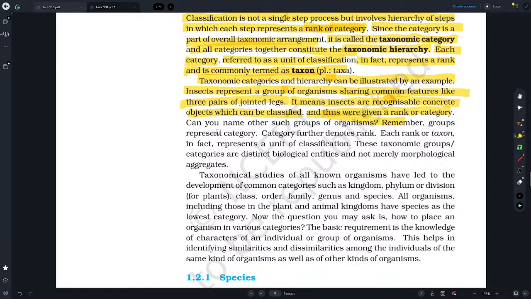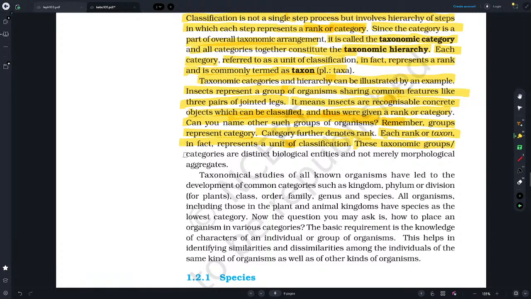These are 2 ways to define a rank or a taxon. Can you name other such groups of organisms? Remember, a group represents a category. Category further denotes rank. Means a group is a category, which is nothing but the rank. Each rank or taxon, in fact, represents a unit of classification. Group, category, rank, all are nothing but a unit of classification.